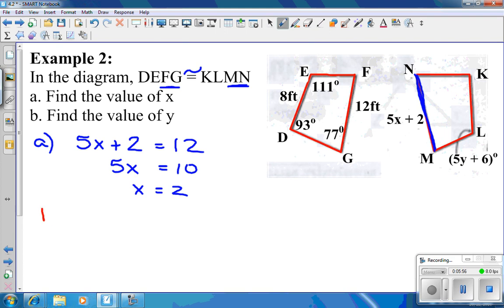Part B asked me to find the value of y. So now we've got to look for y. Y is the angle L. All right, so what corresponds with the angle L?